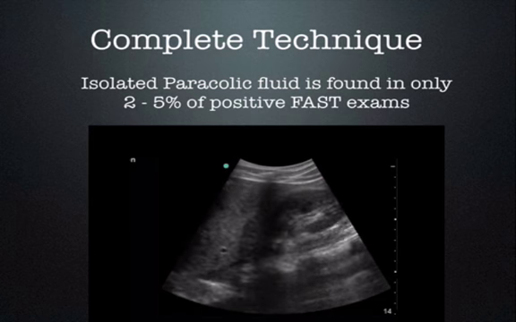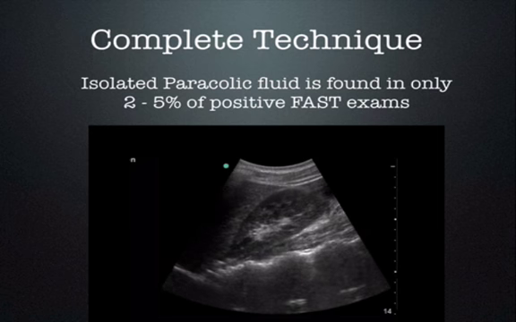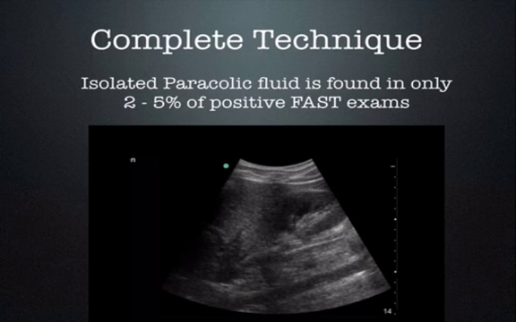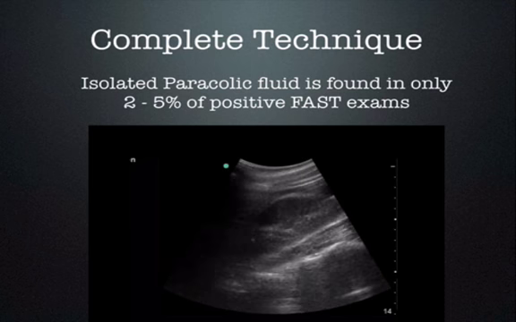Showed this image before. Always slide superior to look at the hemithorax and inferior to look at the inferior pole of the kidney. The isolated fluid in the paracolic gutter is only found in about 2 to 5% of all positive FAST exams, so it's fairly rare.